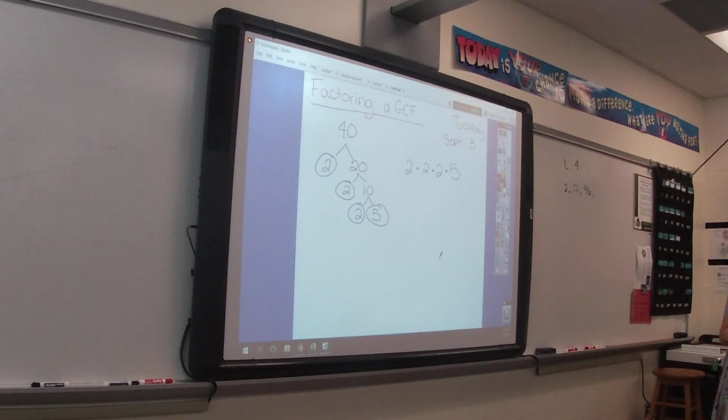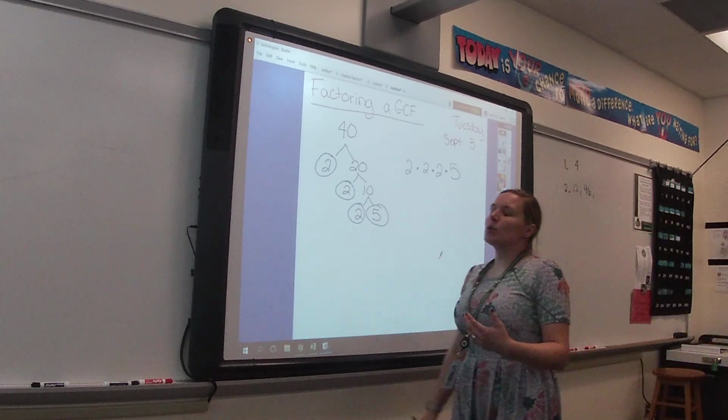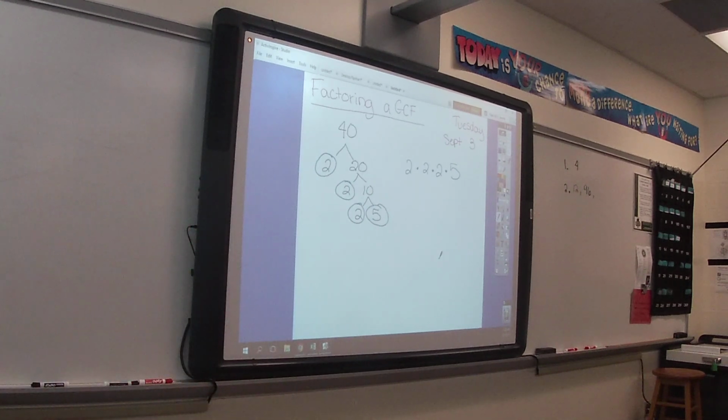Yes, Bailey? Couldn't we also write that as 2 to the 3rd? I mean, you can write it as 2 to the 3rd times 5, but it's technically then not prime. It would have to be instructions that tell you to write it that way, because 2 to the 3rd can be split up into 2 times 2 squared. So then it's 5, the answer? This is the answer.